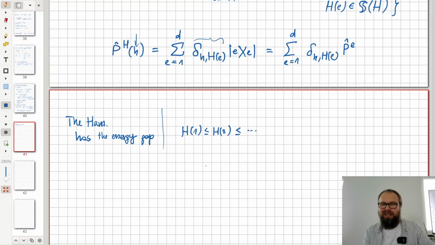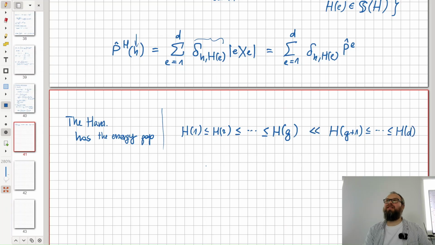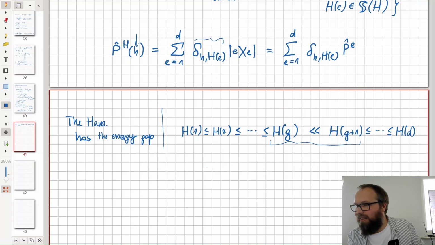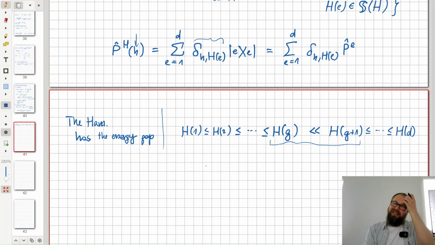What we're doing like this, at some point we get to the HG, okay? And then there is HG plus 1. HD. And this is a much bigger difference, okay? So let's imagine that. So this difference, that would be the energy gap. So we can say that it's big.